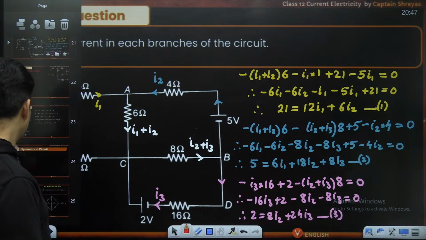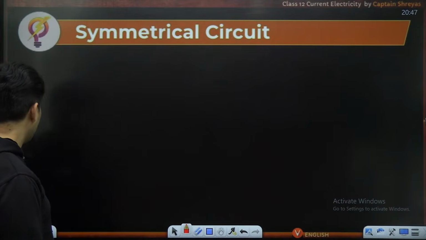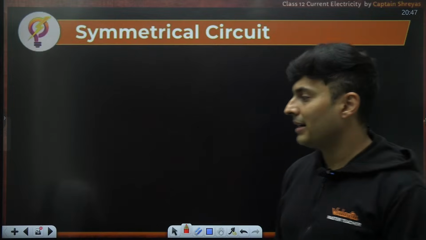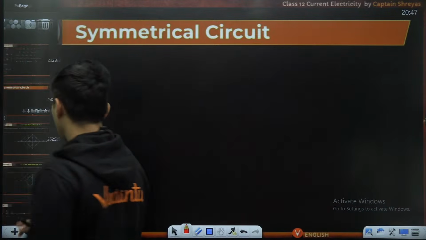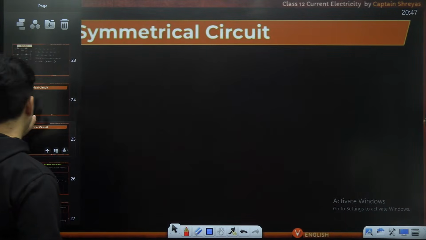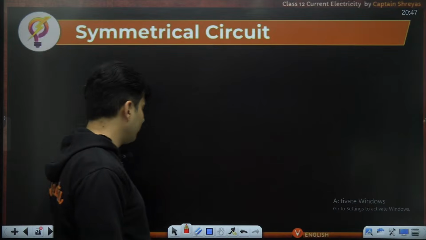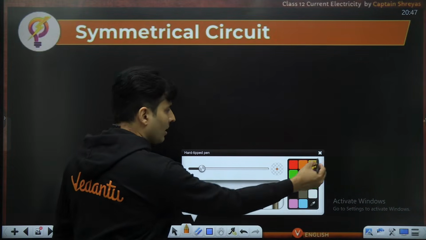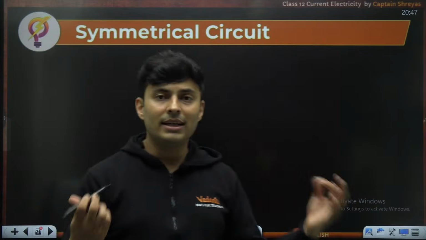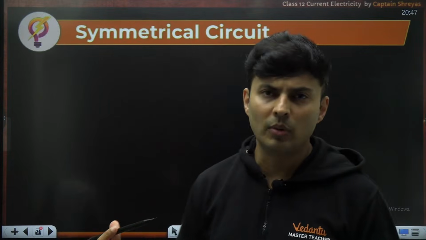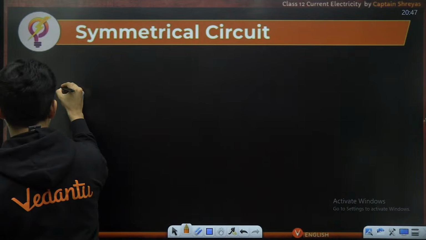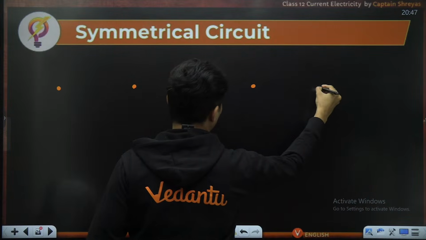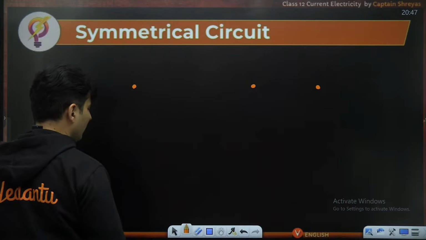Okay, perfect. Now let's go to a very unique kind of question, which is called symmetrical circuit. Symmetrical circuit plays an important role. Many times there is some kind of symmetry, and then you can solve the problem easily. So imagine you have to find equivalent resistance or capacitance between 2 points, and these are the 2 points between which you want to find the resistance or capacitance.